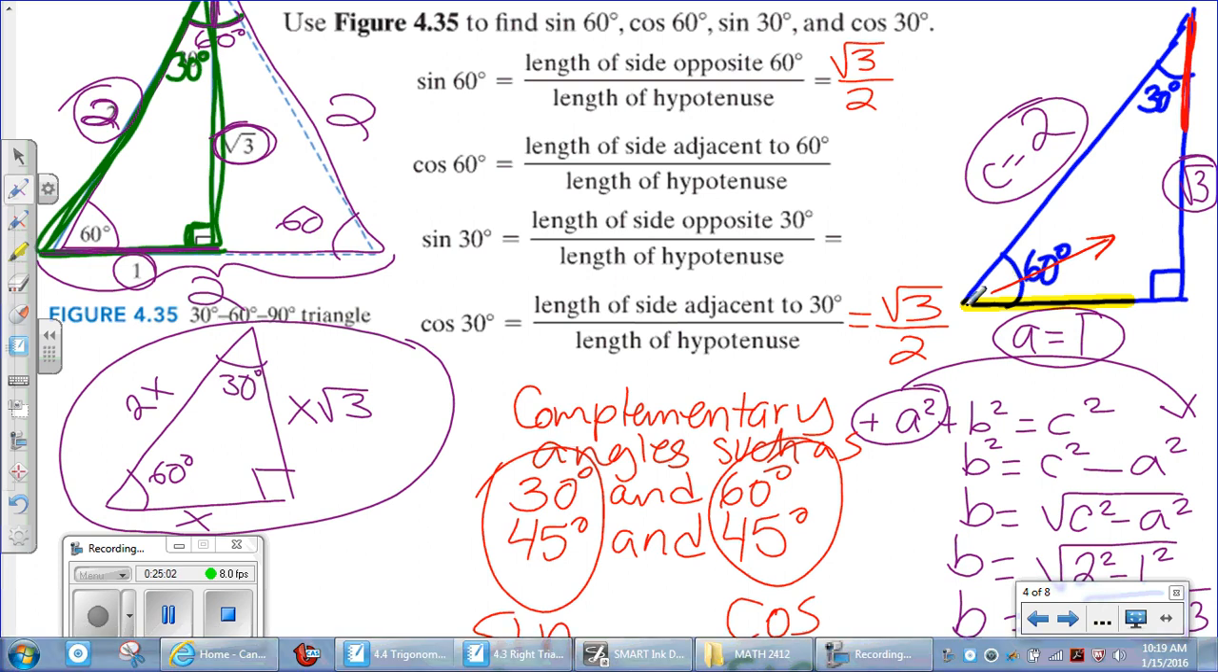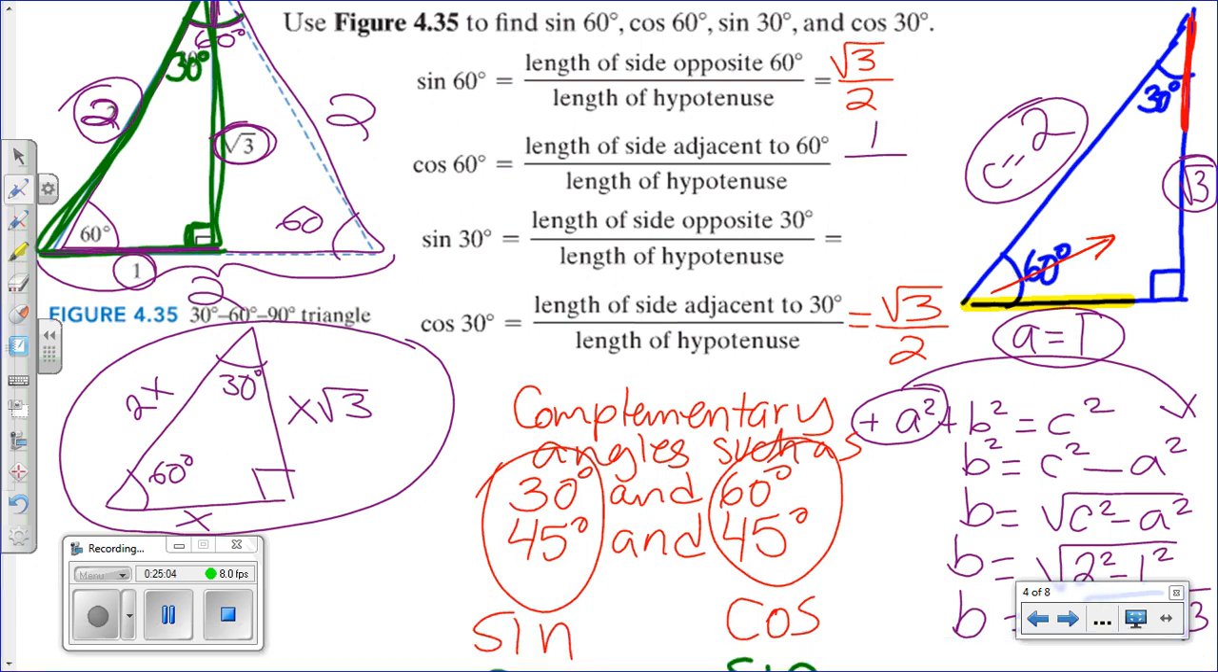So that will be 1. Hypotenuse 2. And then go ahead and find the sine of 30. Sine is opposite, but now we're talking about opposite to this angle. And that is 1. Hypotenuse is 2. All right, so those are not a coincidence. They're called co-function identities.